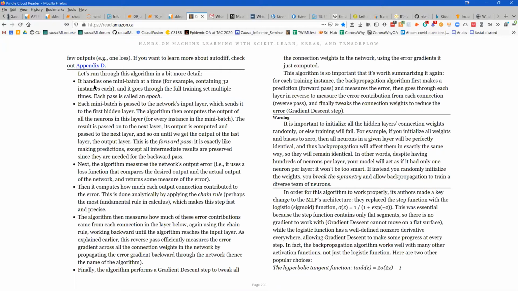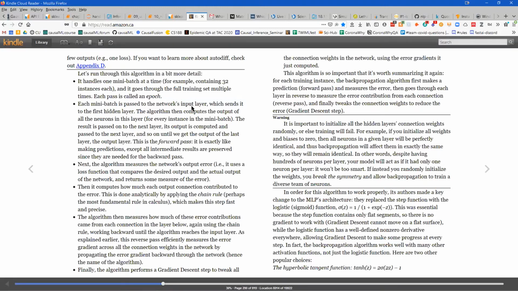It's basically in words. So you start with a mini batch, and the default is 32 examples for the mini batch. You pass each example from the mini batch through the network's input layer, and remember that's a pass-through that sends those numbers directly to the first hidden layer. The algorithm then computes the output of all the neurons in this layer for every instance, for all 32 instances in the mini batch. And we know how that's done.